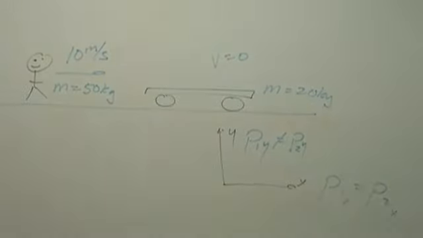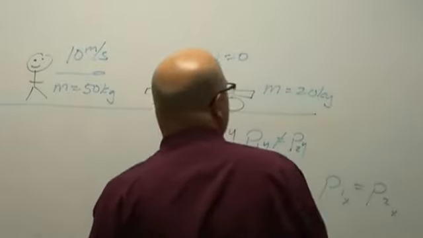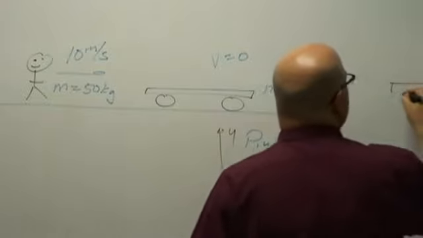What are we finding? The final velocity of the child-skateboard system. So the child runs and lands on the skateboard and stays on the skateboard. 7.14. What do you get? 7.14. We got a vote for 7.14 for the final velocity. I concur.